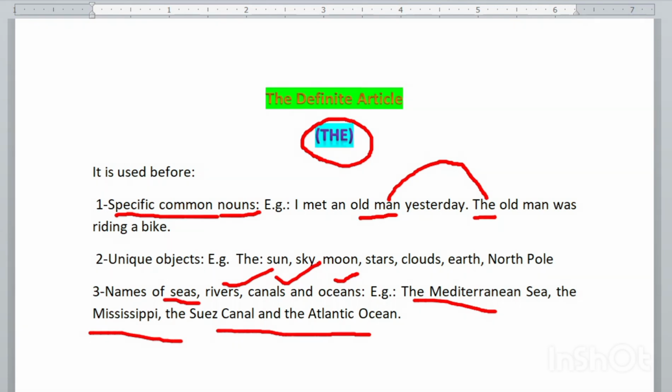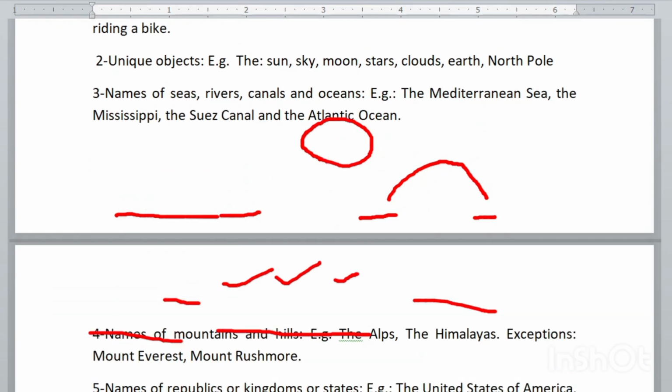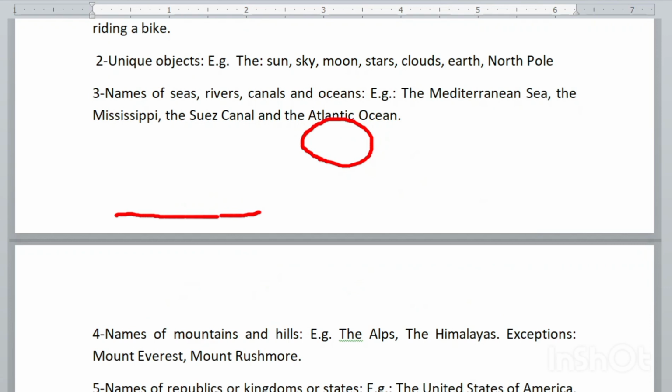Okay, the next rule is that this definite article is used with the names of mountains and hills also. For example, the Alps, the Himalayas. Exceptions are also there: Mount Everest and Mount Rushmore. We don't use the with Mount Everest and Mount Rushmore. We have to keep that in mind. We can use the Himalayas, the Alps, but we don't use the with Mount Everest and Mount Rushmore.